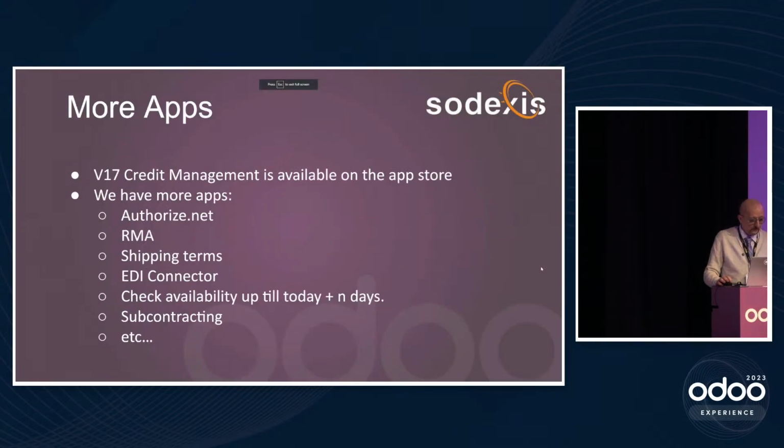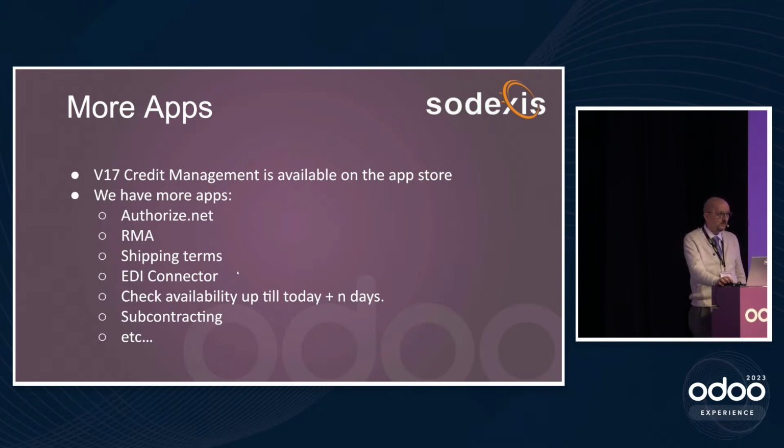Let me go back to that. As I said at the beginning, our development team put the credit management app on the App Store already for V17. If you want to check it out, we have a lot more apps. If that interests you, we have an authorize.net app that extends what Odoo is doing to the back end. We have a return management app. We have a shipping terms app, an EDI connector.